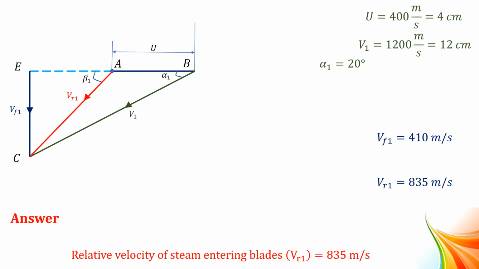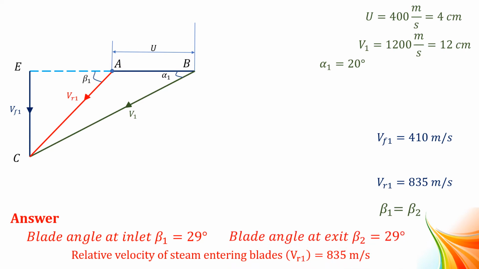Now measure the blade inlet angle beta 1, which is equal to 29 degrees. It is mentioned in our problem that the blade angle at inlet beta 1 equals the blade angle at exit beta 2. Therefore, blade angle at exit beta 2 equals 29 degrees.